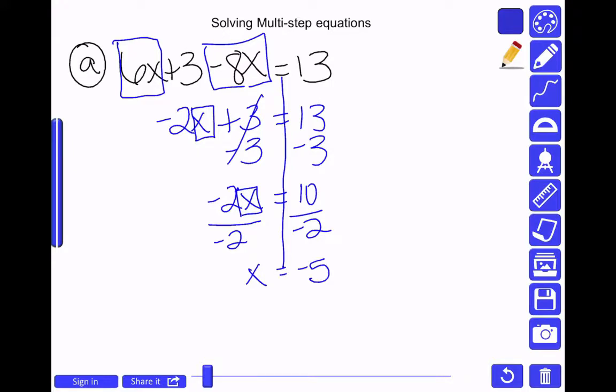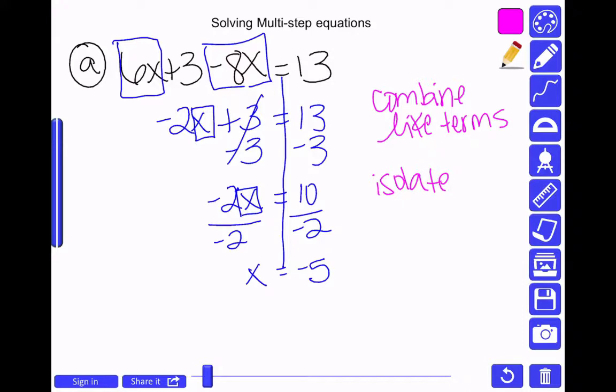So let's talk about the steps that I followed here. The first step was to combine like terms, and we are doing that on the same side of the equal sign. So when you're looking at one expression, meaning one side of the equal sign, see if there's anything you can combine. Then I'm going to isolate the variable, and that is where we get into our 2-step problem. If there are parentheses in the equation, in either expression, you would need to distribute first. We'll see that in another example.